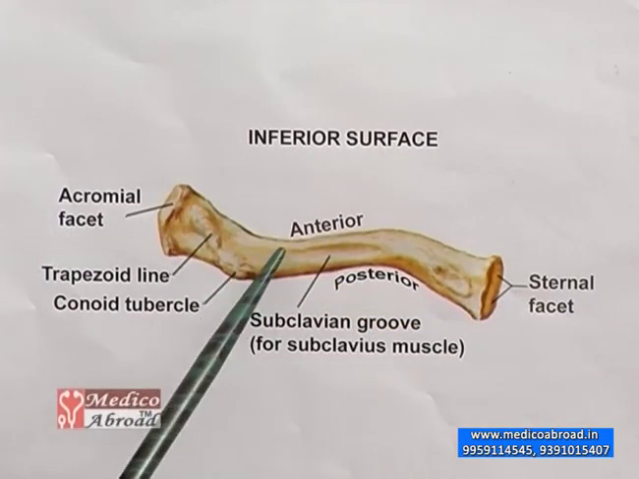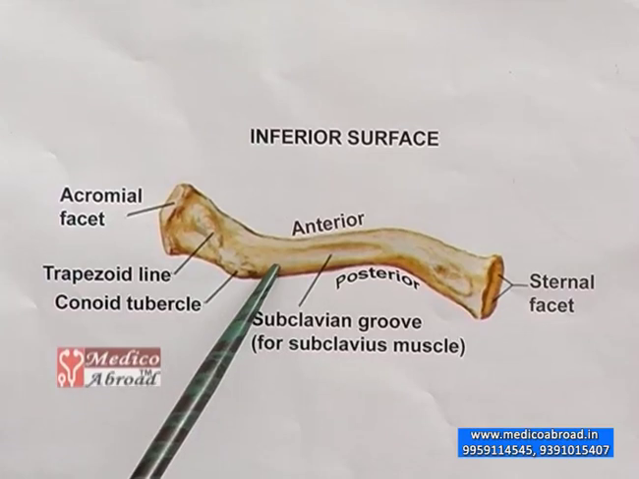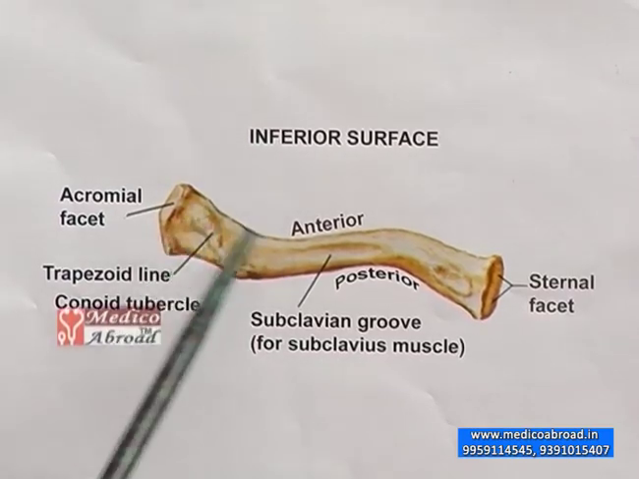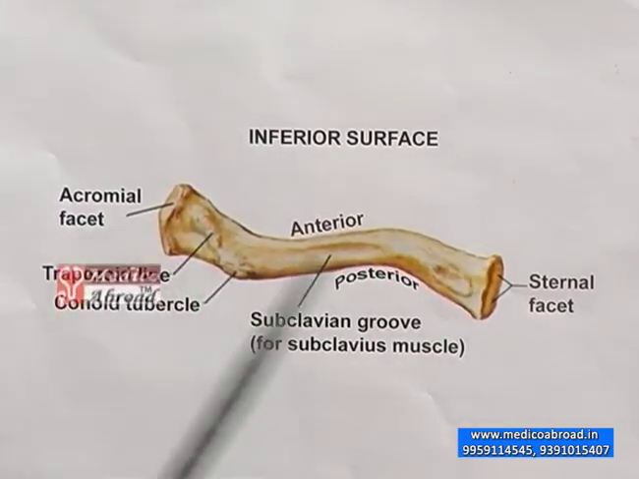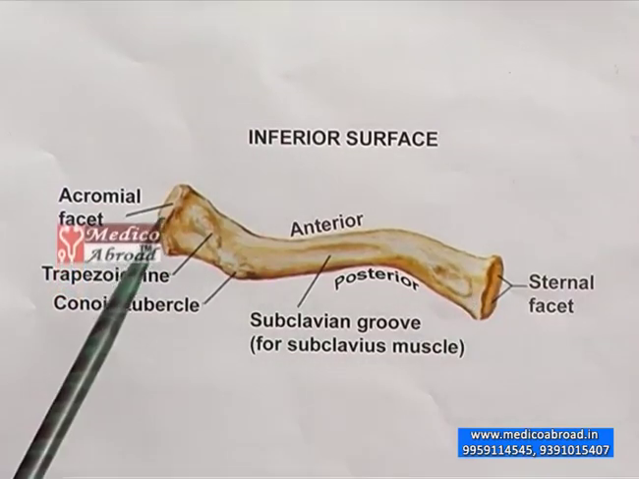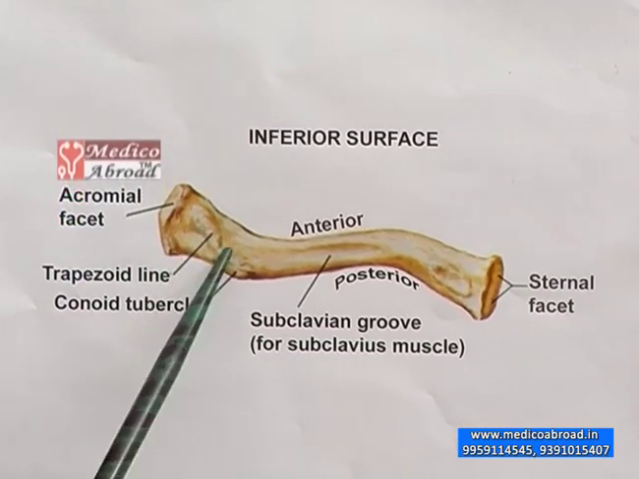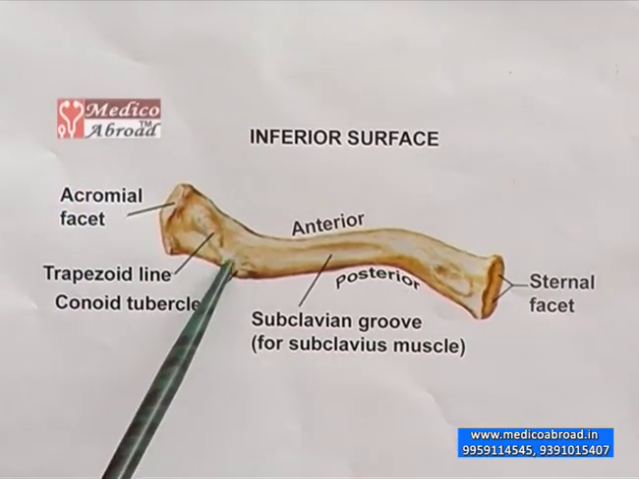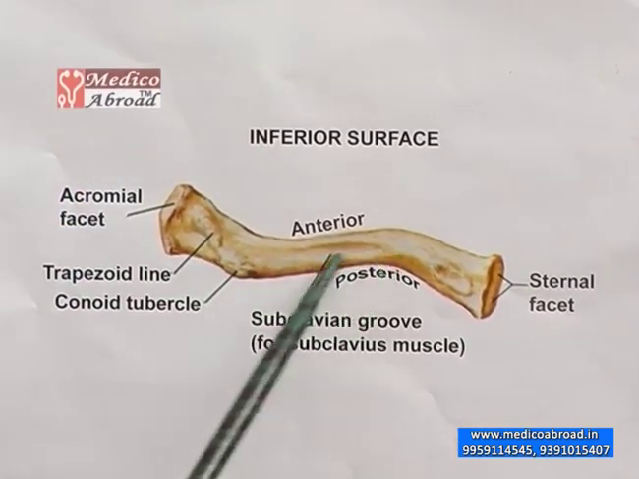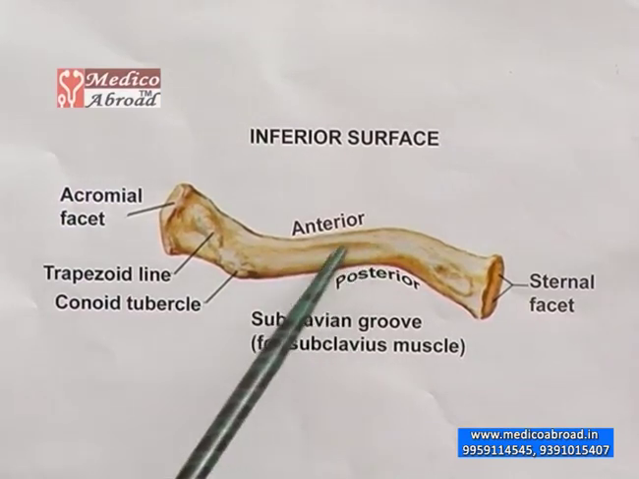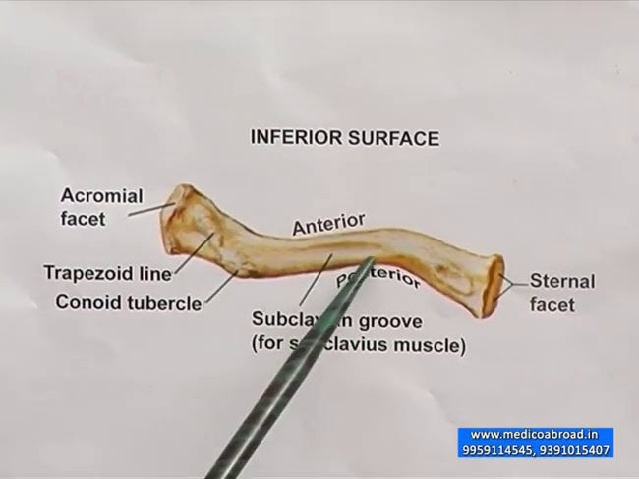This shows you the inferior surface of the clavicle. This is the anterior border, posterior border. This is the sternal end and the acromial end of the bone. This is called the trapezoid line, conoid tubercle, subclavian groove. In this groove, there is insertion of the subclavius muscle.